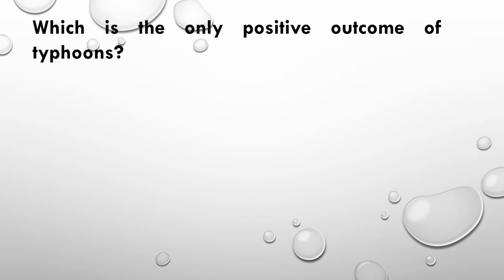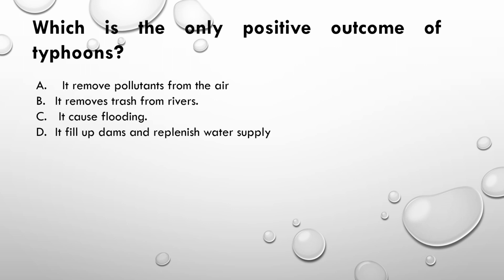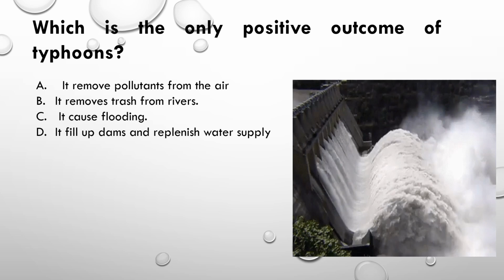Which is the only positive outcome of typhoons? A. It removed pollutants from the air. B. It removed trash from rivers. C. It caused flooding. D. It filled up dams and replenished water supply. The answer is letter D.